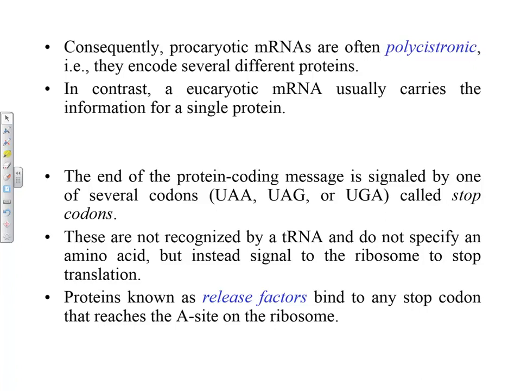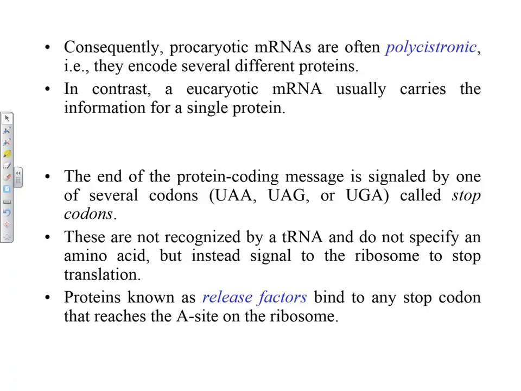So we have now looked at the elongation of the protein chain. We have looked at the start of translation. Next, how does it end? As I mentioned to you earlier, we have 3 stop codons. The end of the protein coding message is signaled by one of several codons, either UAA, UAG or UGA, and all of these are called stop codons. These are not recognized by a tRNA and do not specify an amino acid, but they signal to the ribosome that it's time to stop translation.